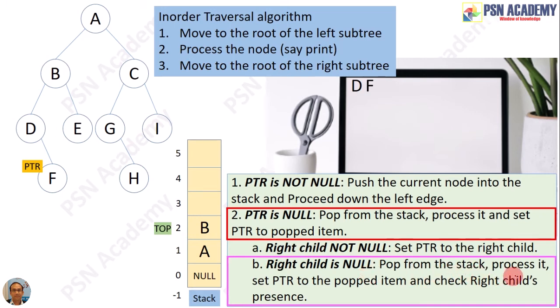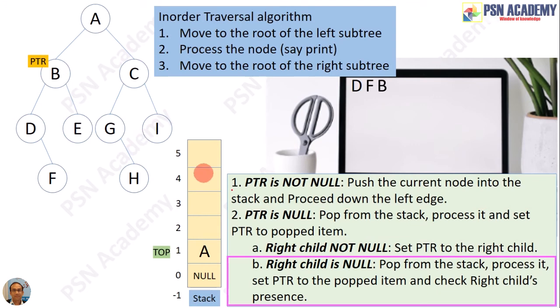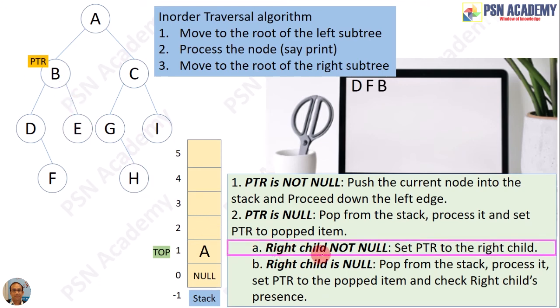Pop from the stack and process it. So the topmost element is B, so B comes out. We process B, top goes to 1 and then set PTR to the popped item. So PTR is set to B now and standing there you check whether there is a right child or not. See this statement and check the right child's presence. Now you see that there is a right child, that is E. So we move to 2A, right child not null. Set PTR to the right child. So PTR will be set to E.